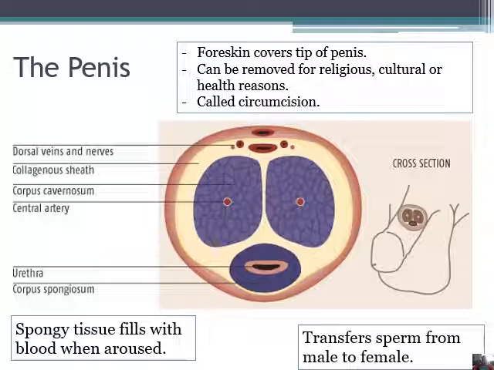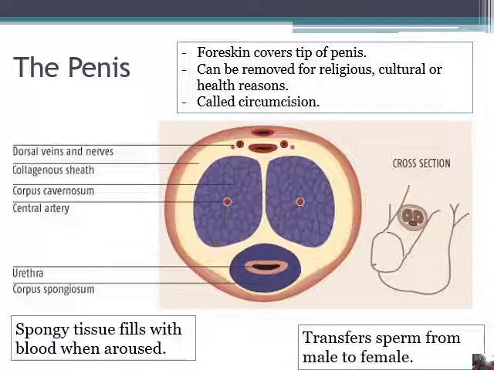And then finally we have the urethra, which is running through the corpus spongiosum, and that is going to create a very specific, what is the word I'm looking for, open line for ejaculation to occur. So it says a spongy tissue fills with blood when aroused and transfers sperm from male to female.